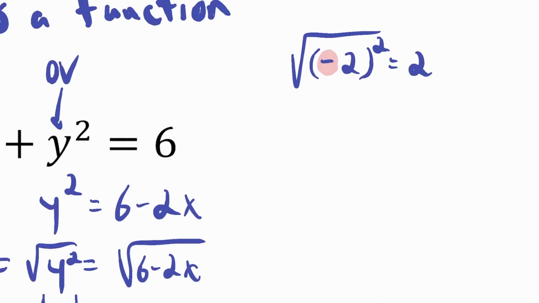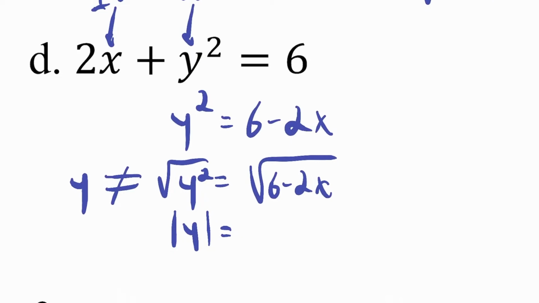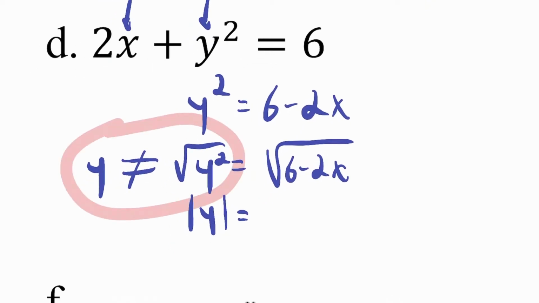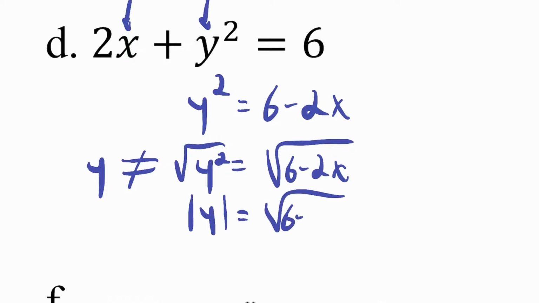So when you square something and then find its square root, you don't get just that number back. You get the positive version of that number. And if the input was negative, well, the result is now positive. And if the input was positive, the result is now positive still. So that's why I say that the square root of y squared is not y. So we get the absolute value of y equals the square root of 6 minus 2x.